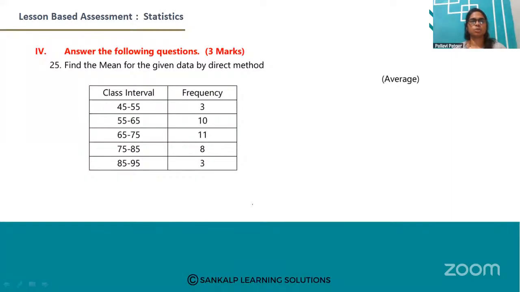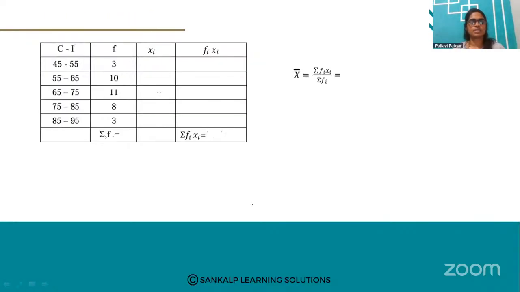Answer the following questions. 3 marks question. Look at the question number 25. Find the mean for the given data by direct method. So first find the class marks xi for each class interval. So here class mark is the midpoint of the class interval. So calculate as lower limit plus upper limit divided by 2.